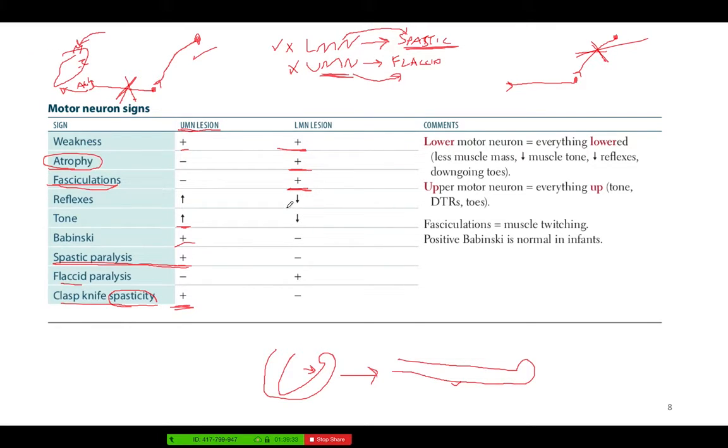Because there's no nerve going to the muscle, we will not see reflexes. Upper motor neuron is reigning over right now, and so we will not see tone, we will not see any flexing. Babinski reflex is gone as well. No spastic paralysis. We will see flaccid paralysis. Our patient's muscle should be completely relaxed. Okay? And obviously we won't see any clasp knife spasticity because we cannot flex our muscle.